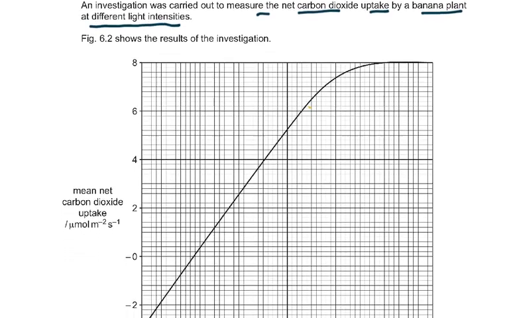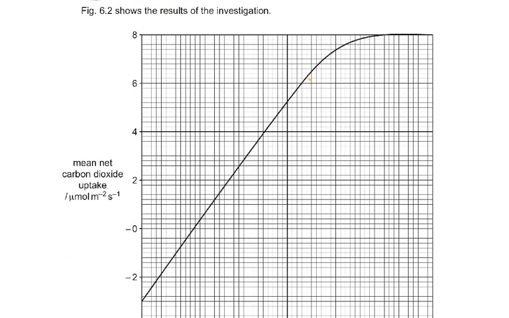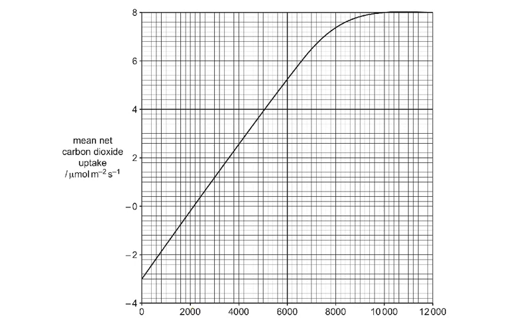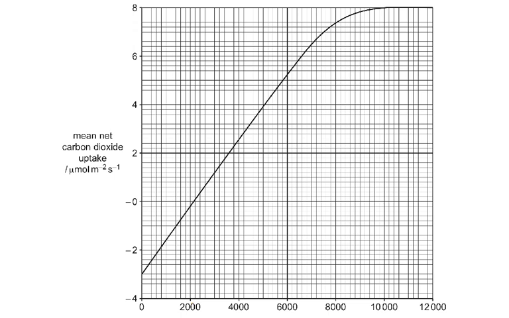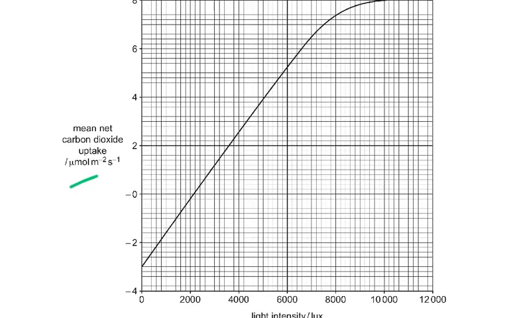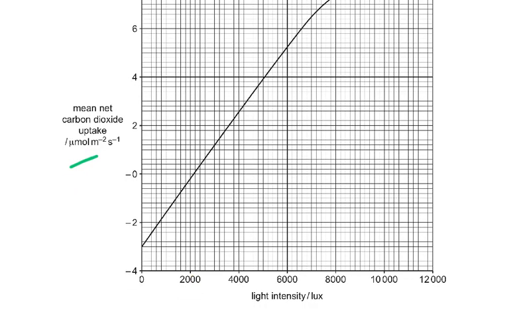As I always say, look at the graph very carefully, but then come back to the graph when you have read the further question of it. So always read the whole question. Look at the graph now. I'm not saying don't look at it now. Look at it now, but then read the question and come back to it again. So now what do we have here? We have mean net carbon dioxide uptake in micromoles per meter square per second. Look at the units: micromole per meter square per second. And here on the x-axis, what do we have? We have light intensity and the unit is lux.